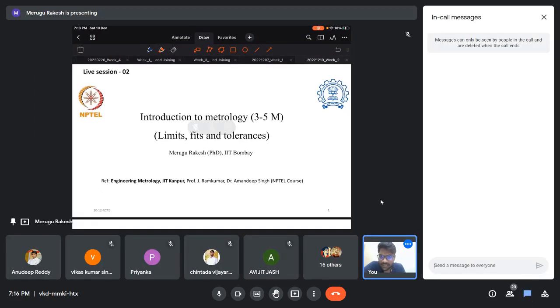Before starting this topic, which has a weightage of 3 to 5 marks in GATE, let me know the status of your knowledge about these things. Have you already studied this, or are you completely new to this topic? Sir, already studied. Okay, studied. You can directly put it in chat. Studied means yes, sir. If not, no, you can put.